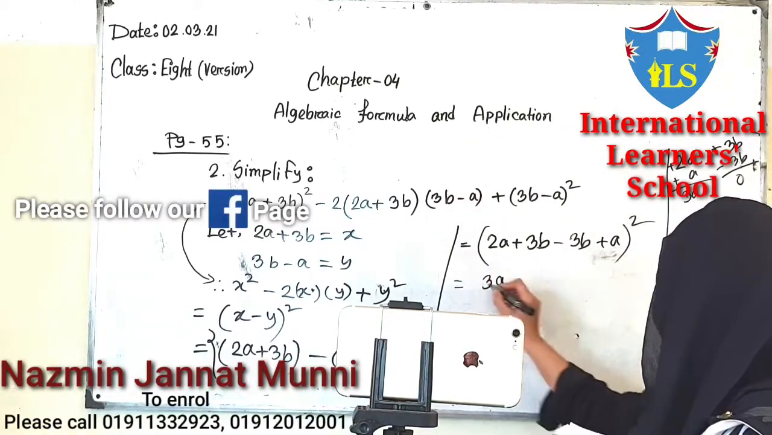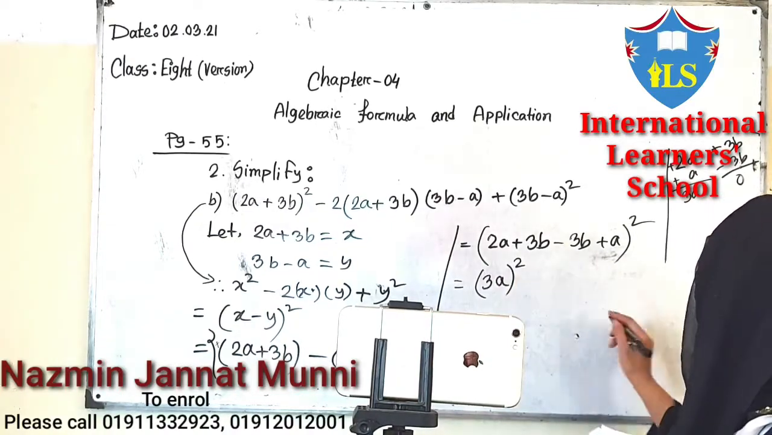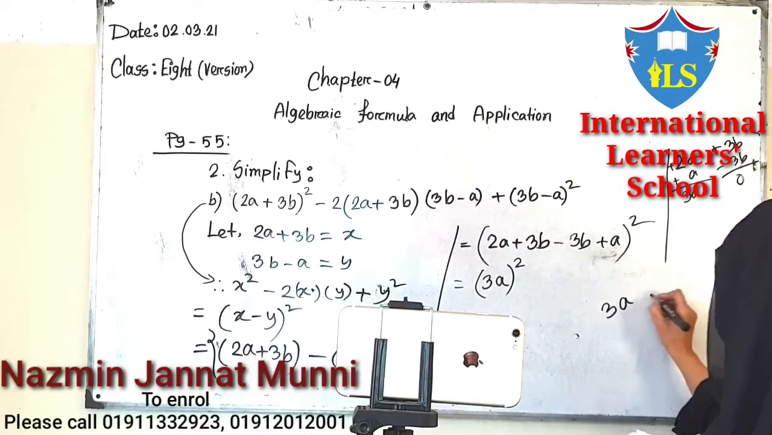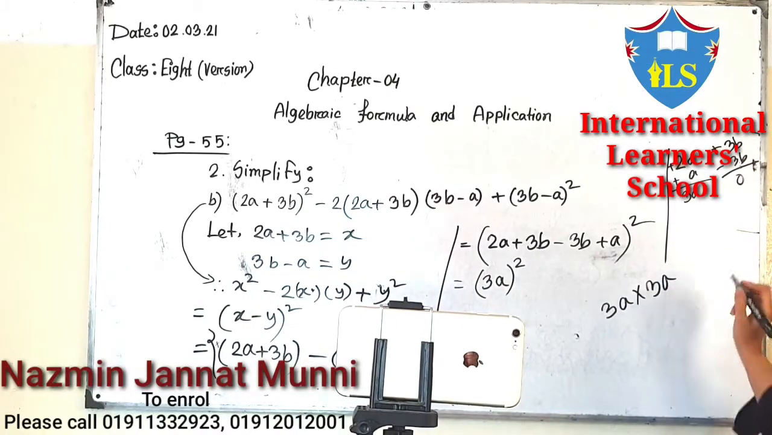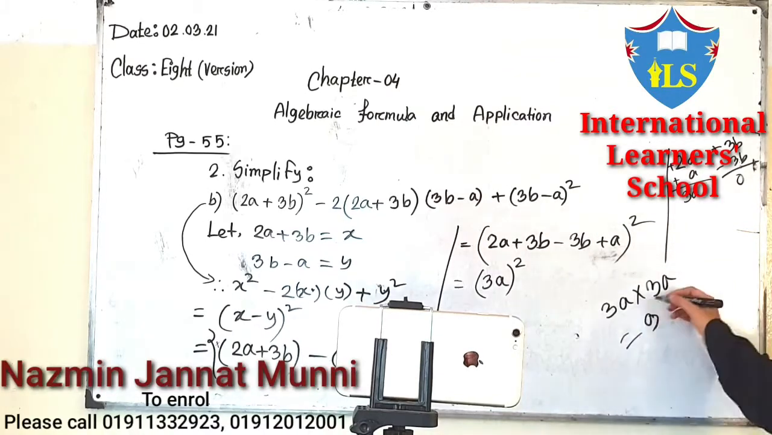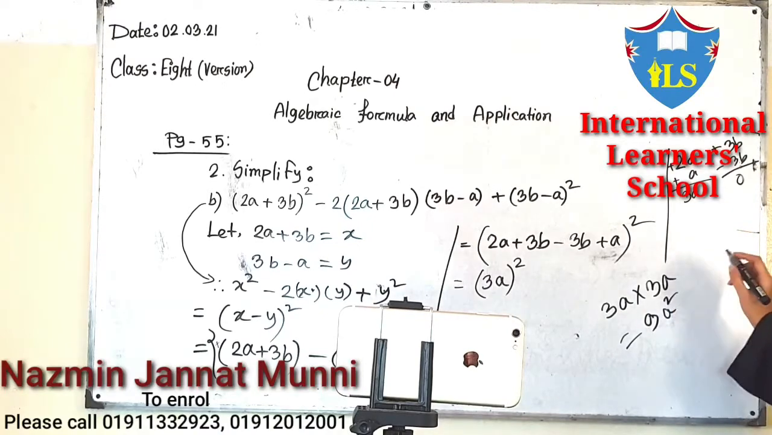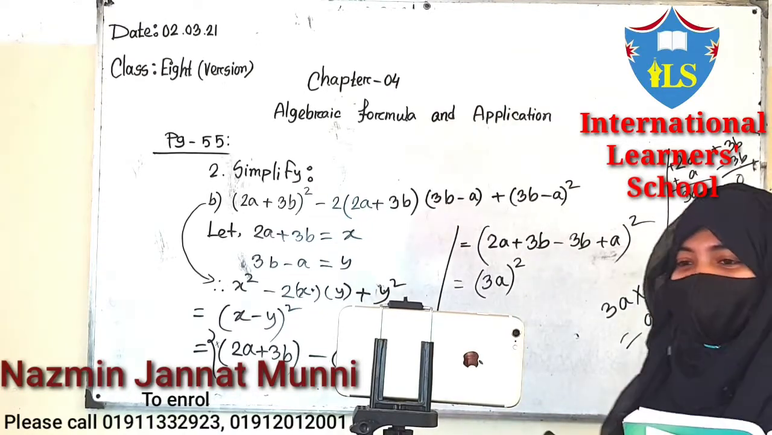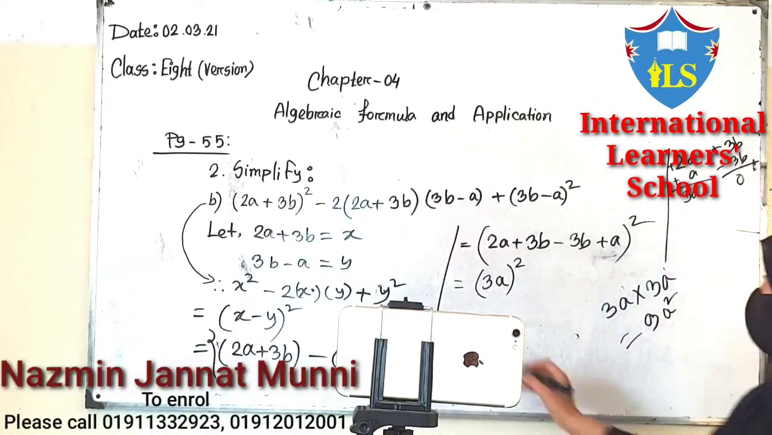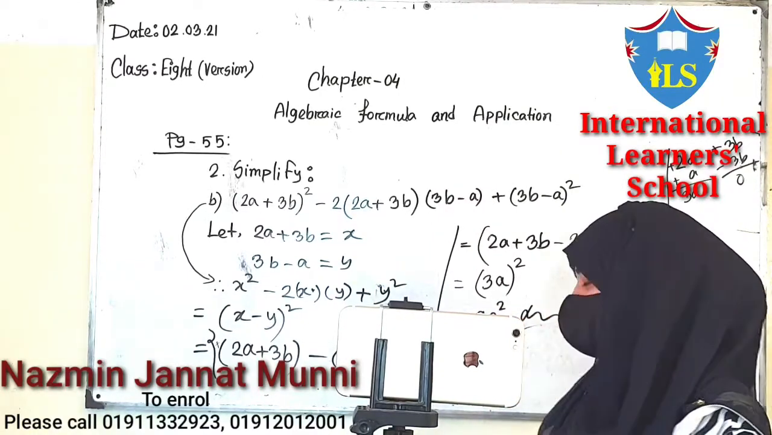And here is whole square. I give the whole square sign. What does square mean? We have to write the thing 2 times. 3 3s are 9, and a multiplied by a, what will we get? a square. When we are multiplying the variables, the index will be plus. Here is 1, here is 1, 2. So finally the answer is 9a square, and this is the final answer.